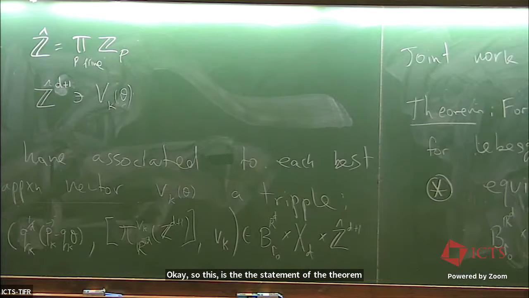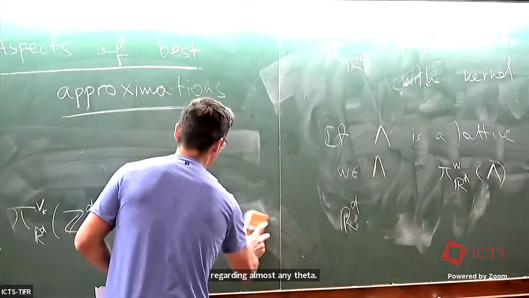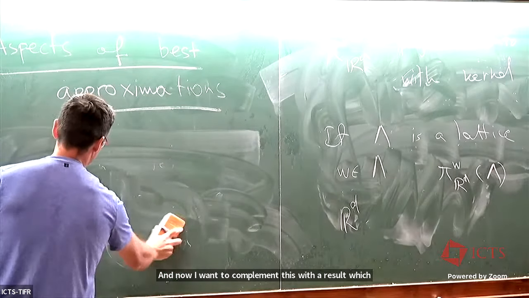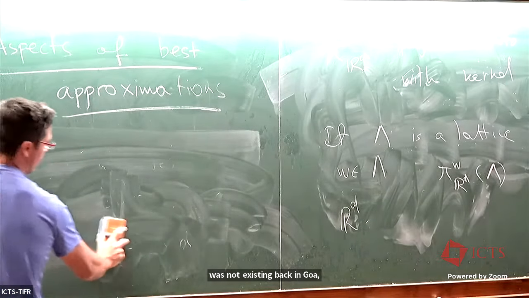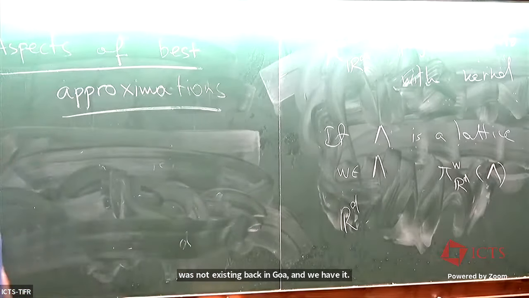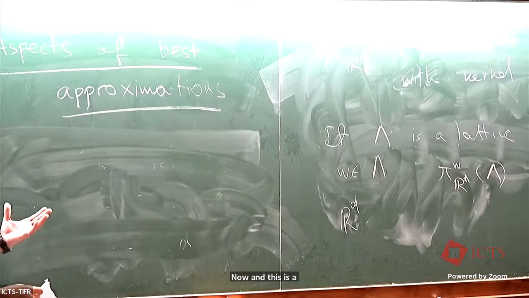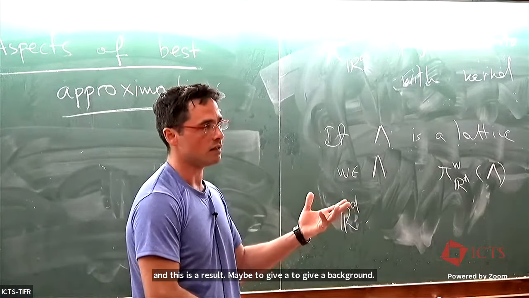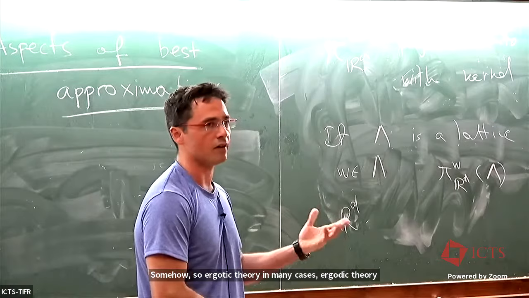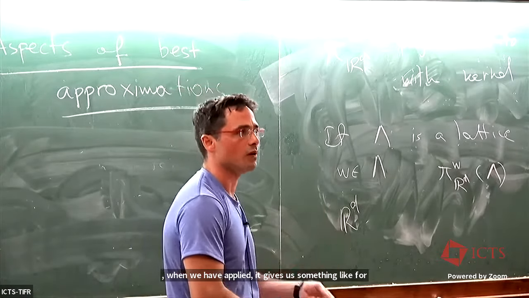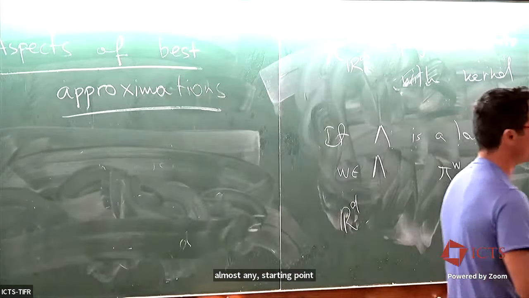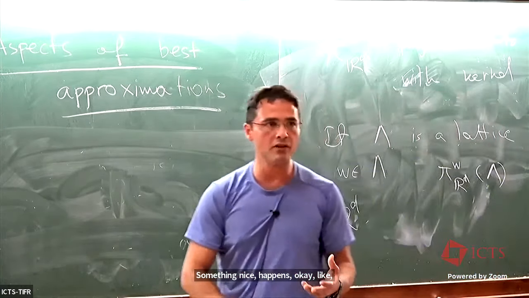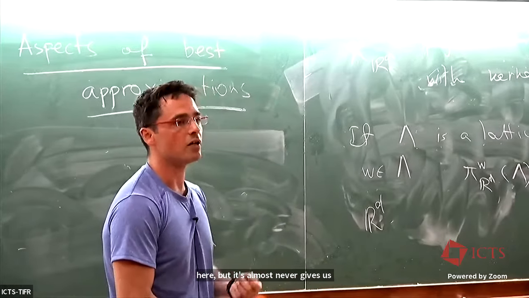And now I want to complement this with a result which did not exist back in Goa, and we have it now. Maybe to give some background: ergodic theory, in many cases when we apply it, gives us something like, for almost any starting point, something nice happens, like what we see here. But it almost never gives us information about concrete examples.